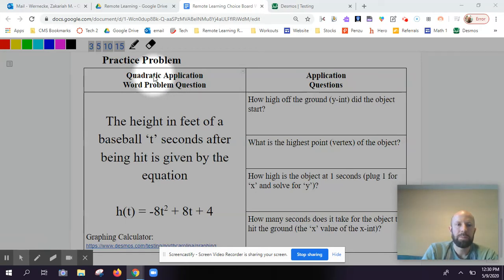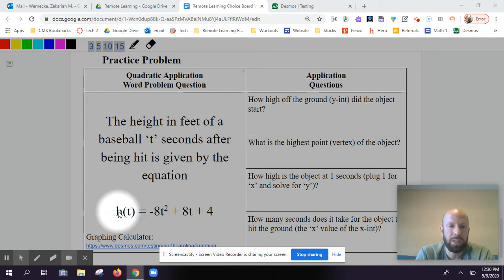So here's our second example of quadratic application word problems. The problem here: the height in feet of a baseball t seconds after being hit is given by the equation h of t equals negative 8t squared plus 8t plus 4.